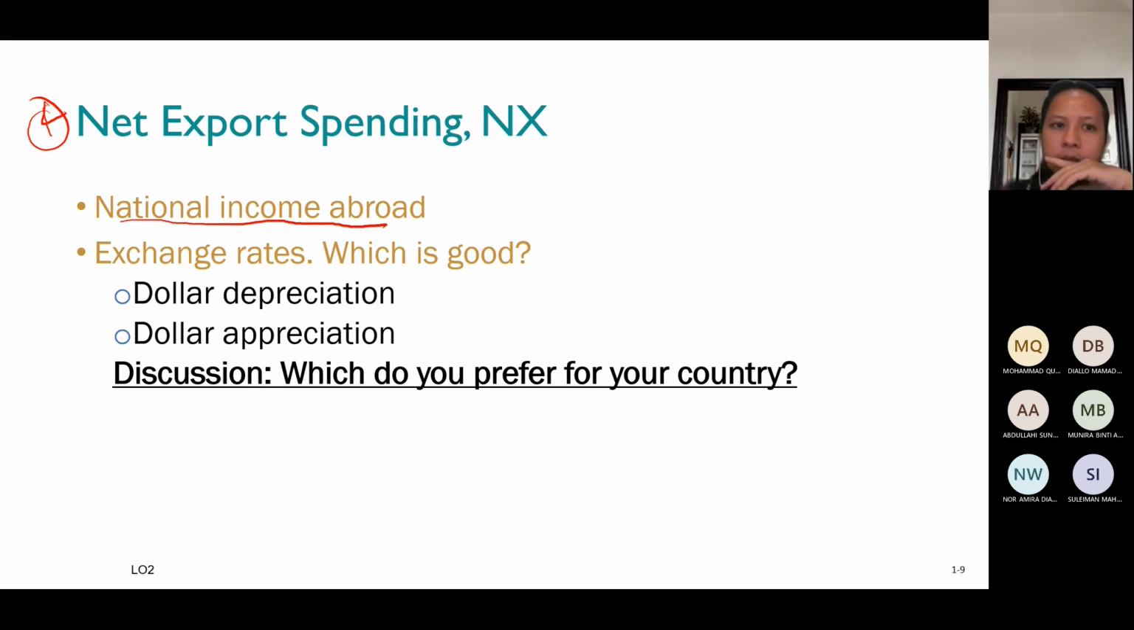Okay, so the idea is that if exports increase, aggregate demand increases. Okay, and vice versa. Let me just pause for a while for questions. If you can think about any questions that you have.